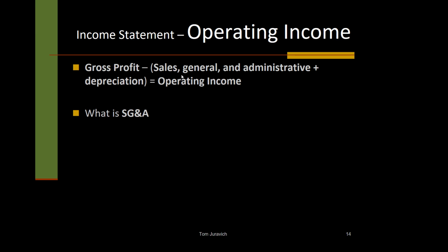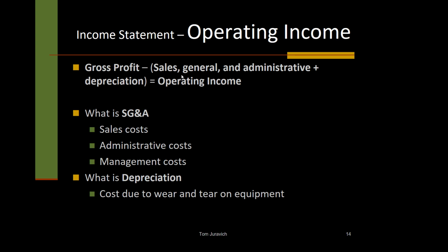What is SG&A? Sales costs, administrative costs, any management costs, all the other costs involved in production, but not directly involved as COGS were. Depreciation, again, is a very simple kind of calculation. It's a cost due to wear and tear on a piece of equipment or facility. So you can see that operating income is a much more fine-tuned measure. It subtracts both COGS plus SG&A and depreciation. And oftentimes operating income is used to evaluate the performance of a firm.